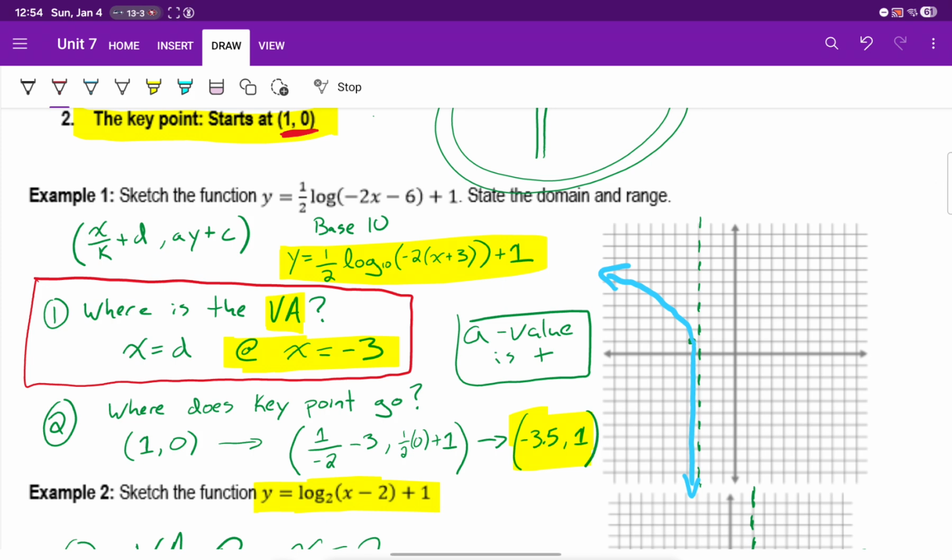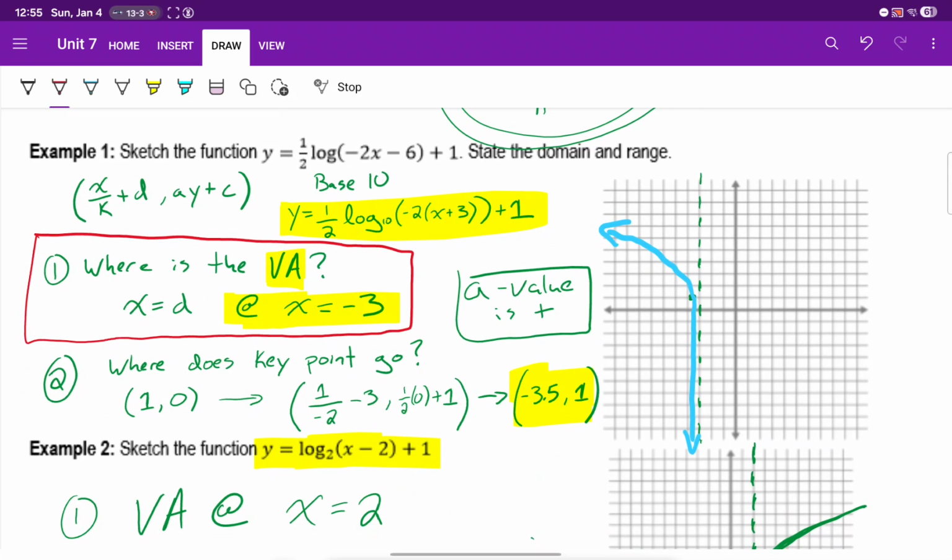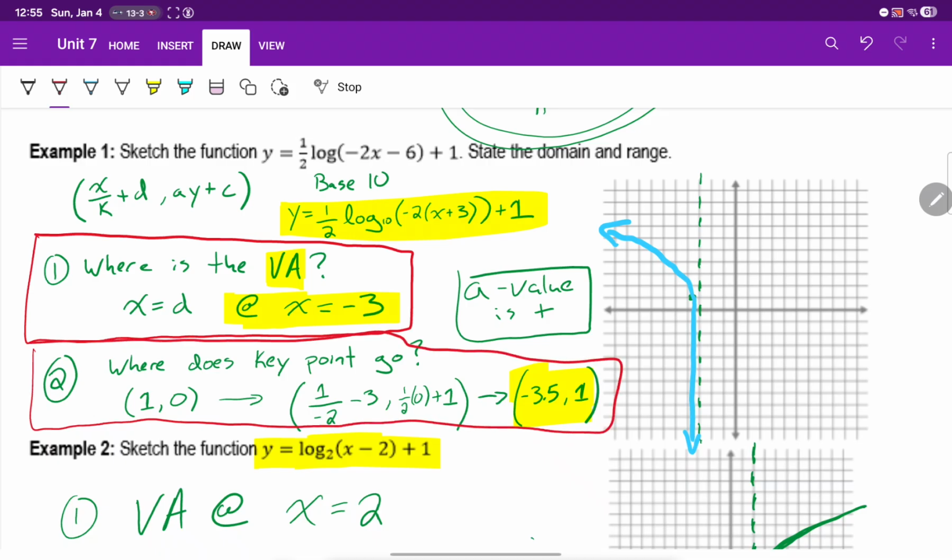In the case of this example here, my d value is -3, so my vertical asymptote is at -3. Then we look second at, where does the key point go? You do that using mapping notation. So using mapping notation, where does my key point go? I just map that (1, 0) coordinate using my a, k, d, and c values, and I get my new point.